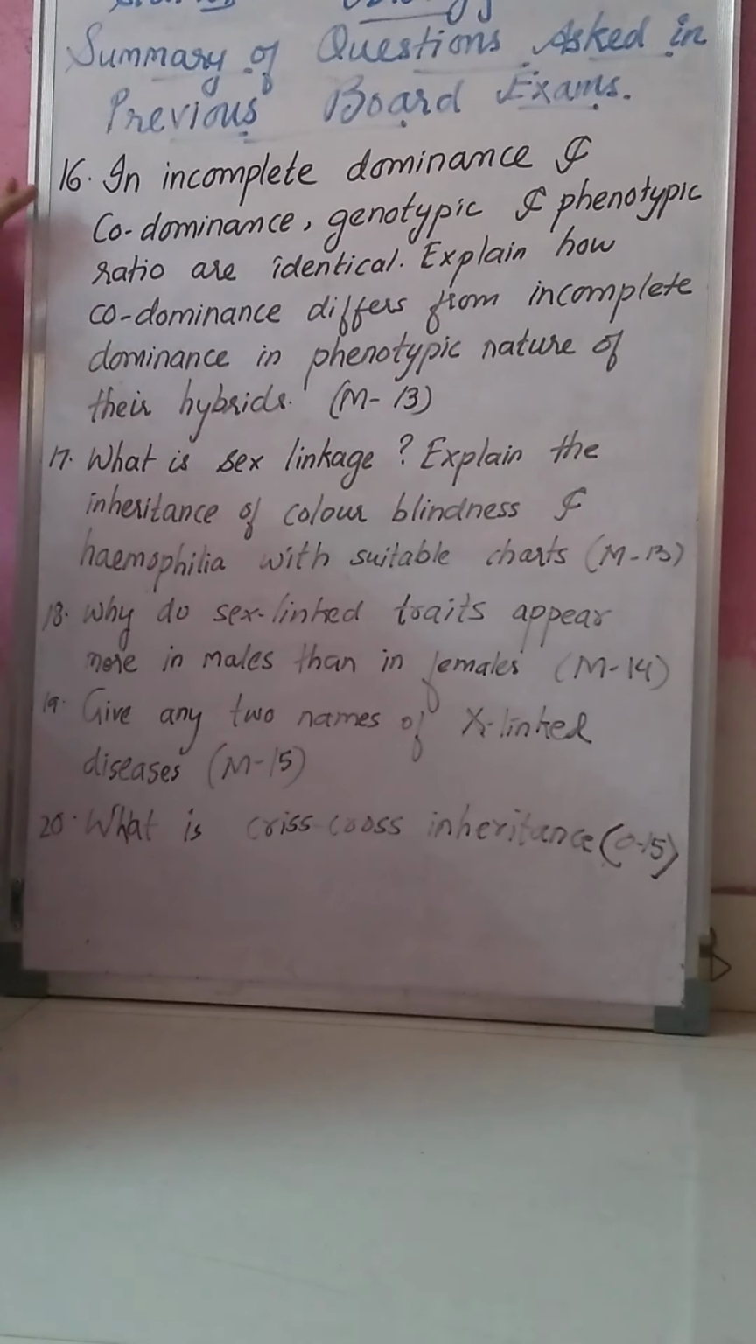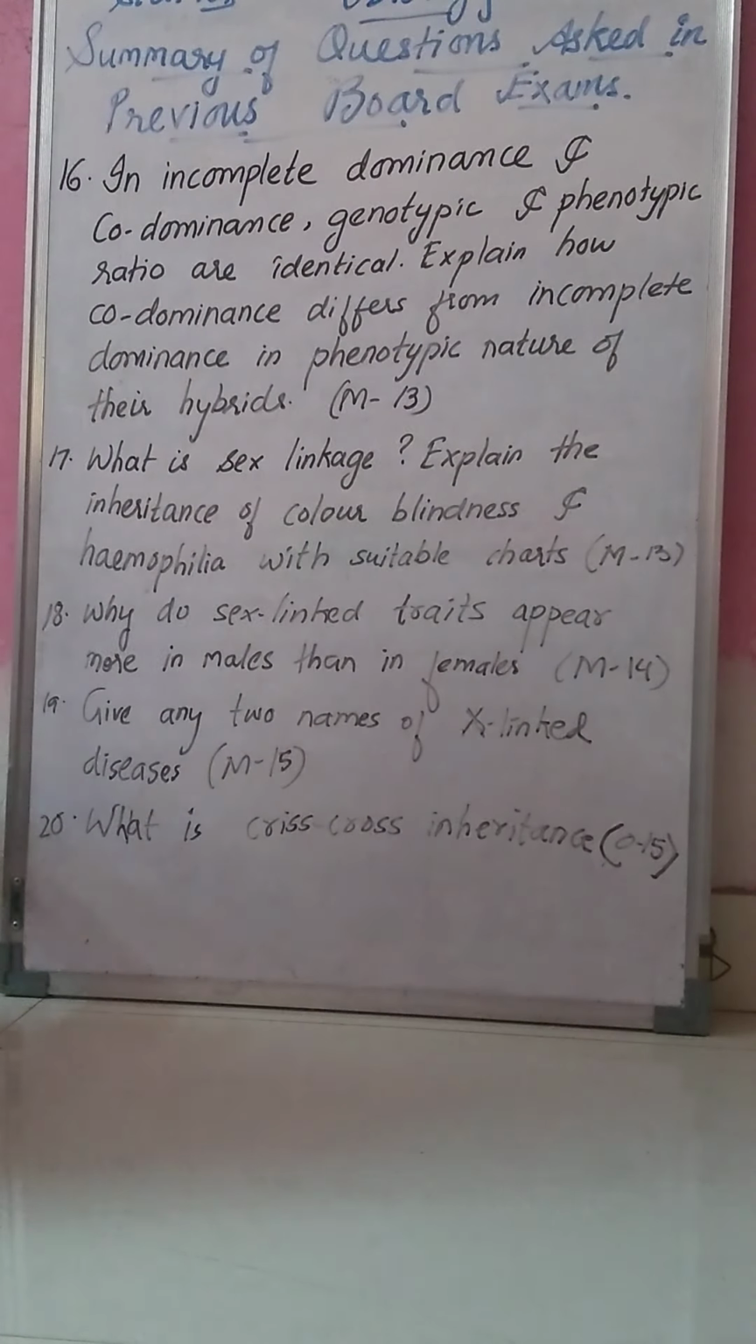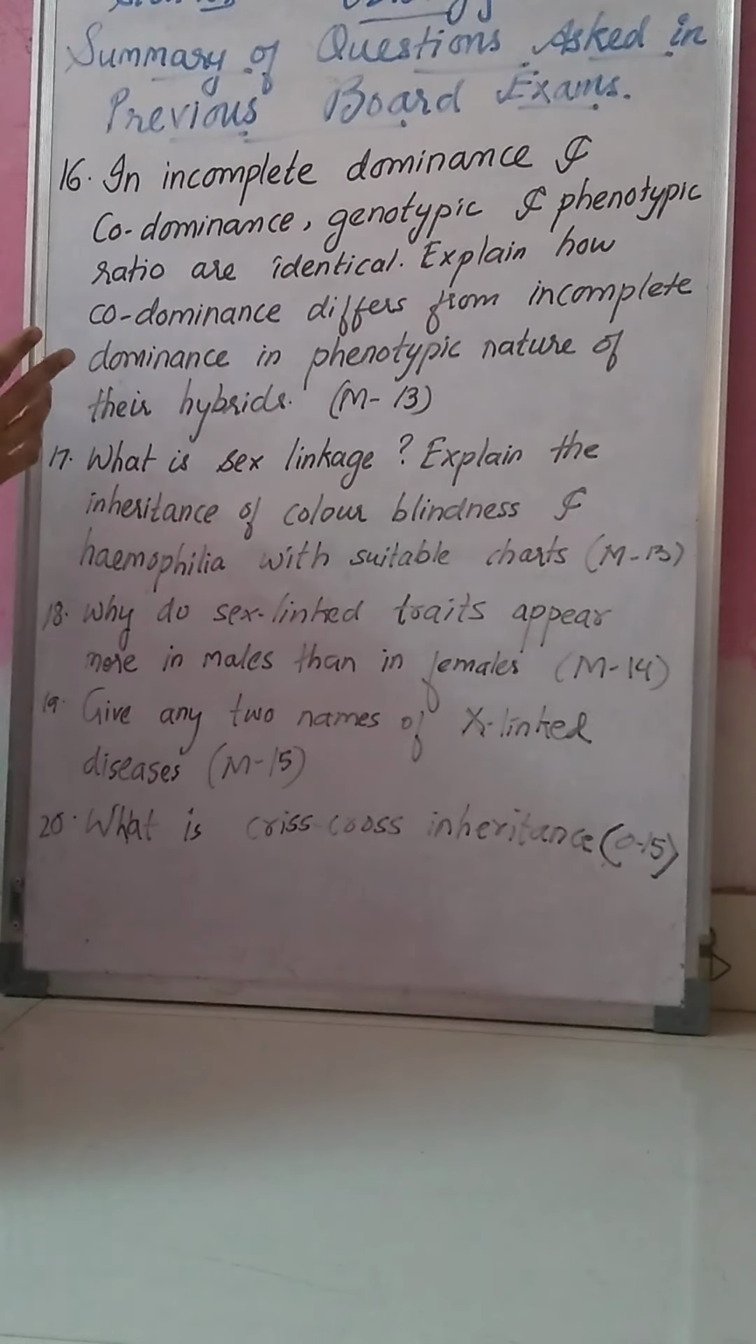See what the question says: in incomplete dominance and codominance, genotypic and phenotypic ratio are identical. Yes, it is identical. But what we have to show here is how codominance differs from incomplete dominance. Both have the same ratio but they are different, so you have to show how they differ in the phenotypic nature of their hybrids.